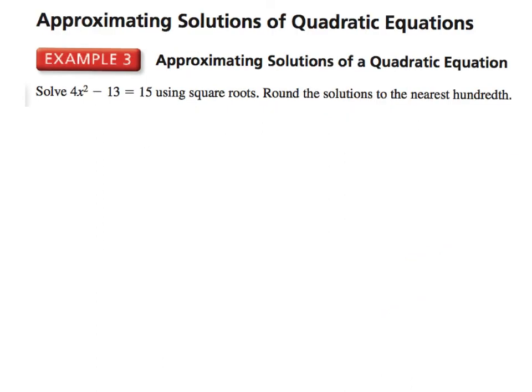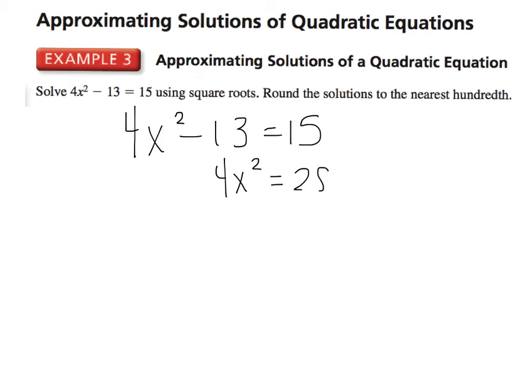Which leads into our next example, approximating them and then rounding them. If I asked you to solve this equation, 4x squared minus 13 equals 15, you add 13 to both sides. 4x squared equals 28. Divide by 4. X squared equals 7. I then take the square root of both sides. X equals plus or minus root 7.